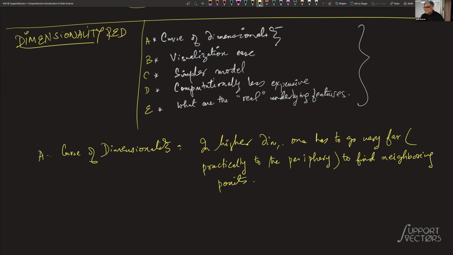That sort of makes a mockery. If you have to go so far to find neighbors, is it really worth it? And it follows that these spaces become very sparse. There are just too many directions in which points can diffuse out to. So that is a problem.